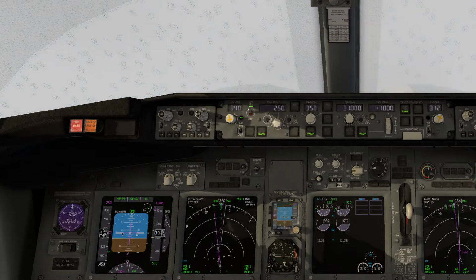One nautical mile to the waypoint, 31. At the waypoint we turn left 5 degrees. Should be on 349 track.